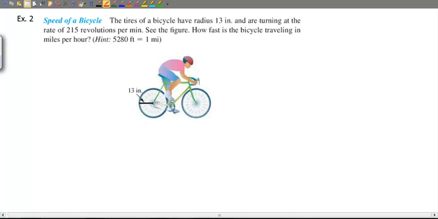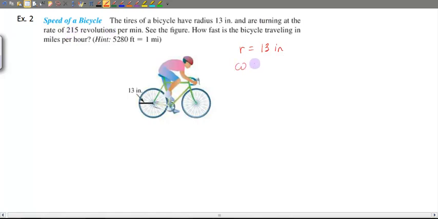So I want to ultimately find out how fast the bicycle is traveling, and I want to know in miles per hour. It's a lot of information to take in at the beginning, so let's just take a second and again write down what it is that we know. I know that the radius is given to me as 13 inches. I know that the wheels are turning at a rate of 215 revolutions per minute.